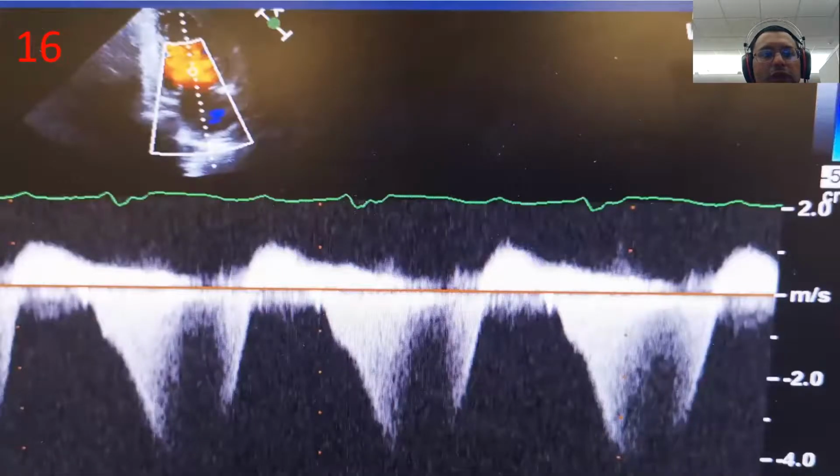All right. So look at this. And this is the left atrium. This is the left ventricle. This is flow across the left ventricle towards the left atrium. Okay. So what do you see here?